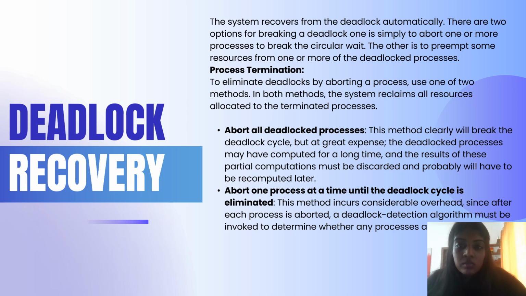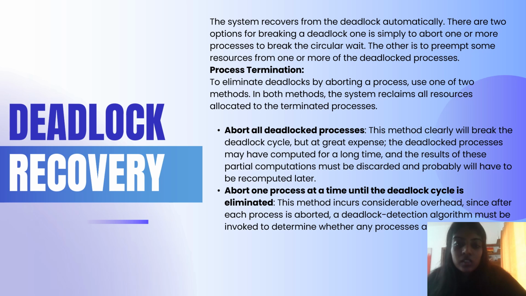To eliminate deadlocks by aborting a process, we use one of two methods within process termination. In both methods, the system reclaims all the resources allocated to the terminated processes. The first one is to abort all the deadlocked processes. This method will clearly break the deadlock cycle, but at a great expense. The deadlocked processes may have computed for a long time, and the results of these partial computations must be discarded and probably will have to be recomputed later.